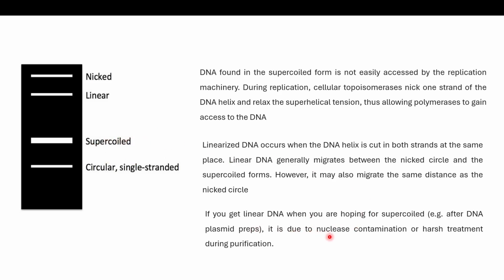it is due to nuclease contamination. Nucleases are nucleic acid digesting enzymes. If there are nucleic acid digesting enzymes like DNases, they can cut both the strands at the same place, eventually linearizing the circular DNA.